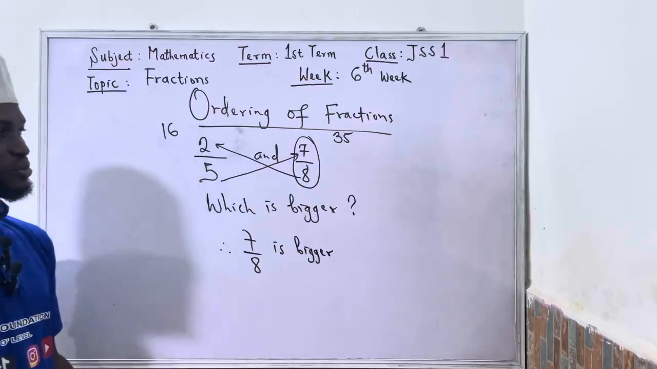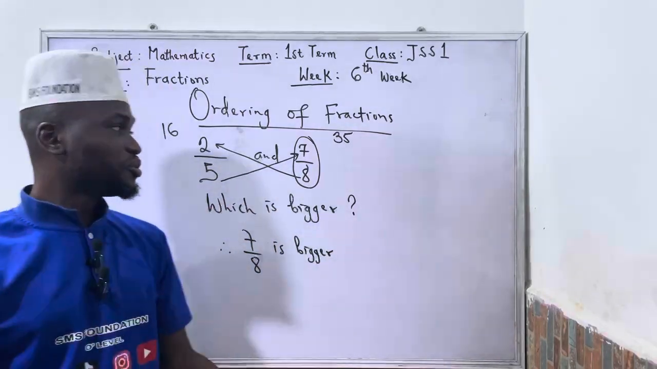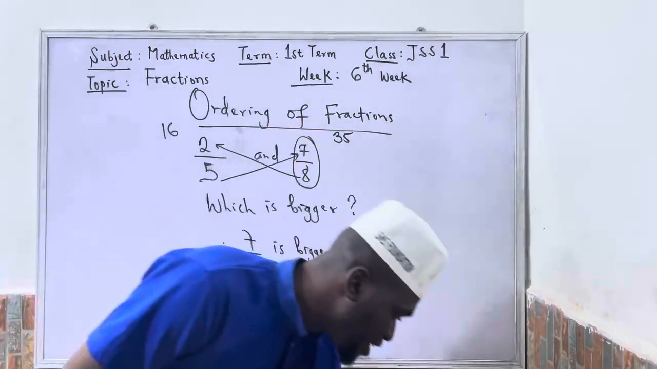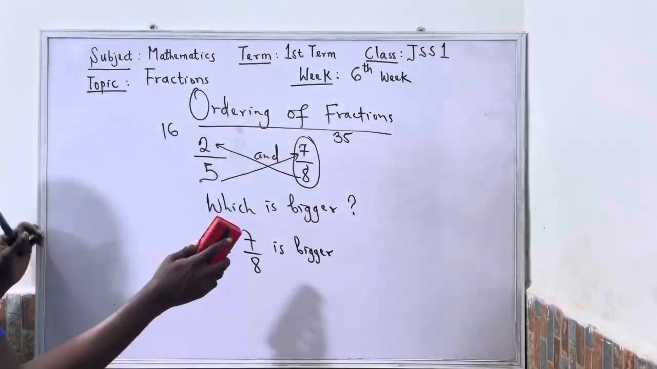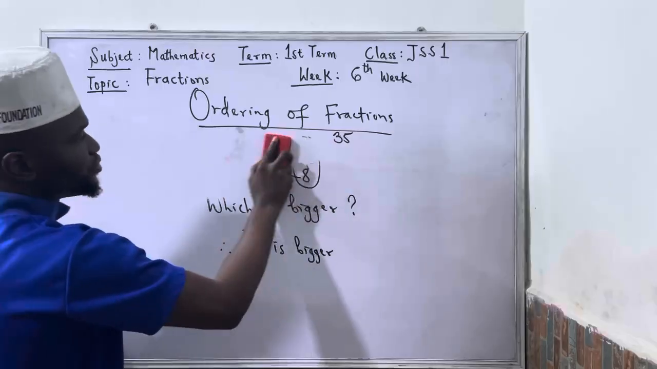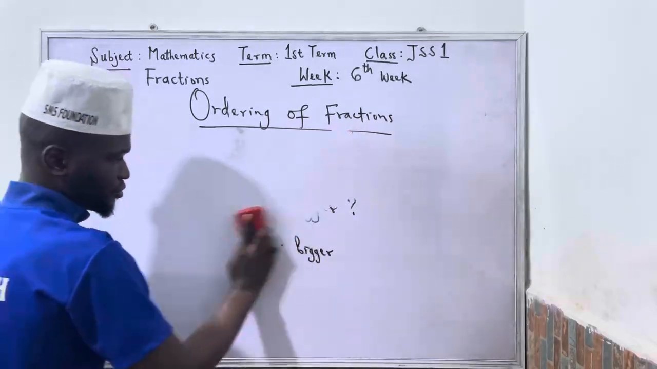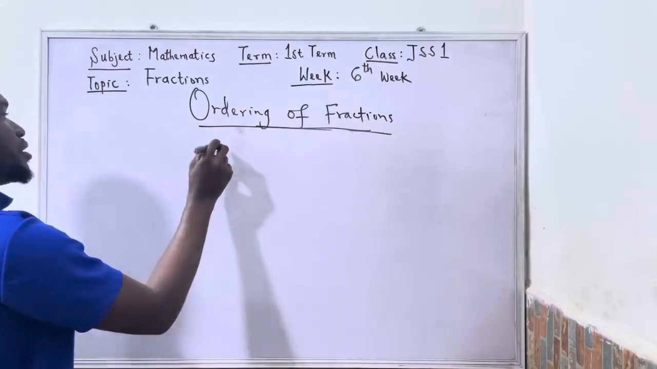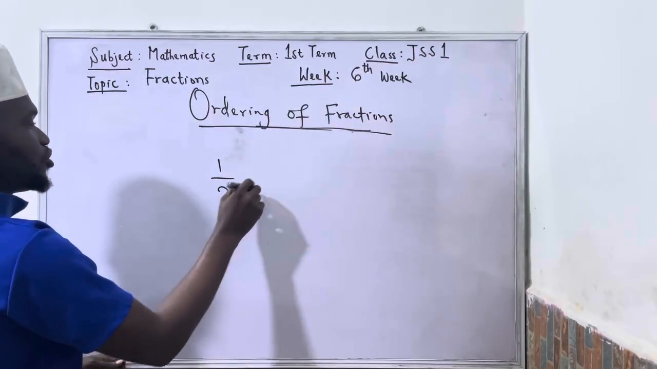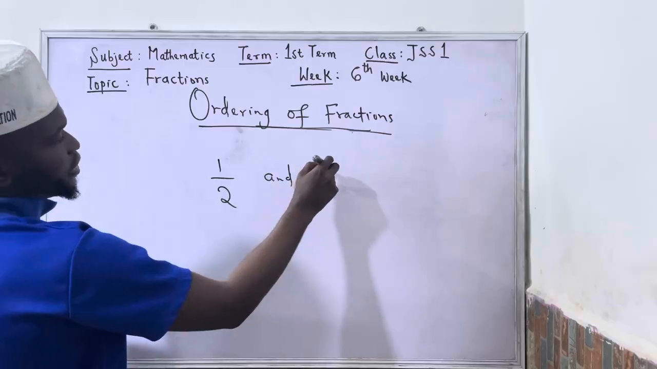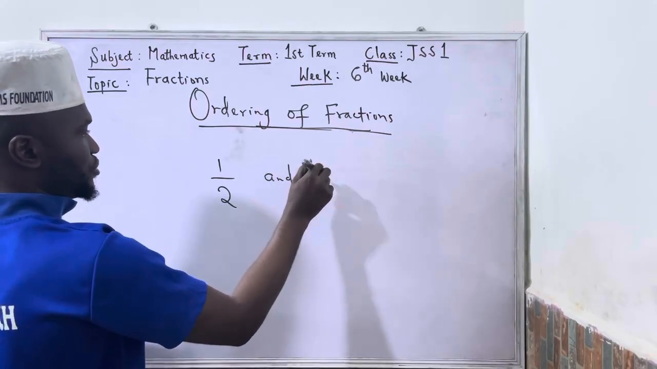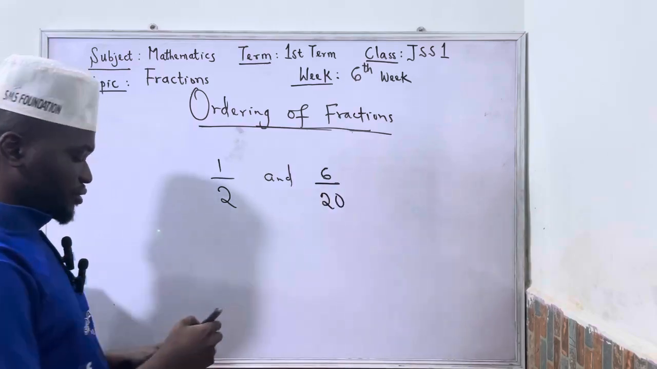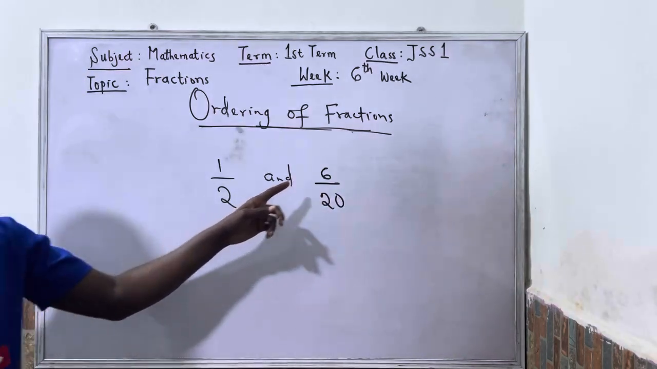So you can't judge by just looking at fractions. Some of you will think that because this one has a bigger number, it is the biggest. It doesn't matter. It doesn't mean that it is the biggest. So let's see another example. Let's say we have 1/2 and we have 6/20.